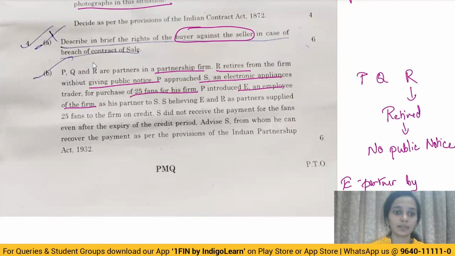So E here becomes a partner by holding out, S believing E and R. So E is the partner by holding out and R is the person who has retired. As partners, supplied 25 fans to the firm on credit. S did not receive the payment for the fans even after expiry of the credit period.